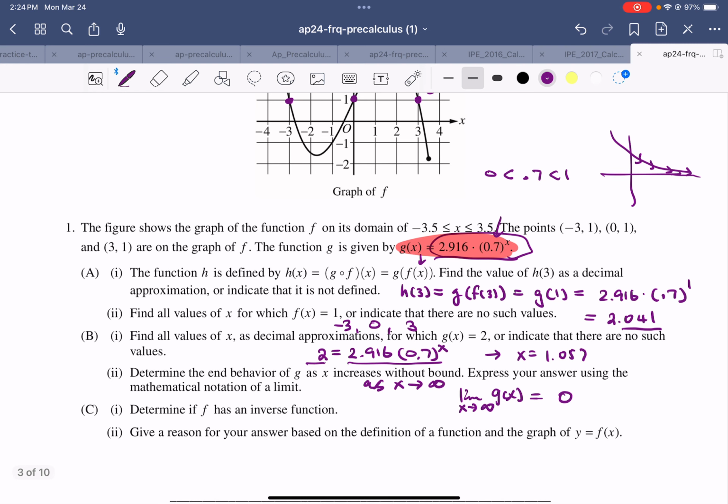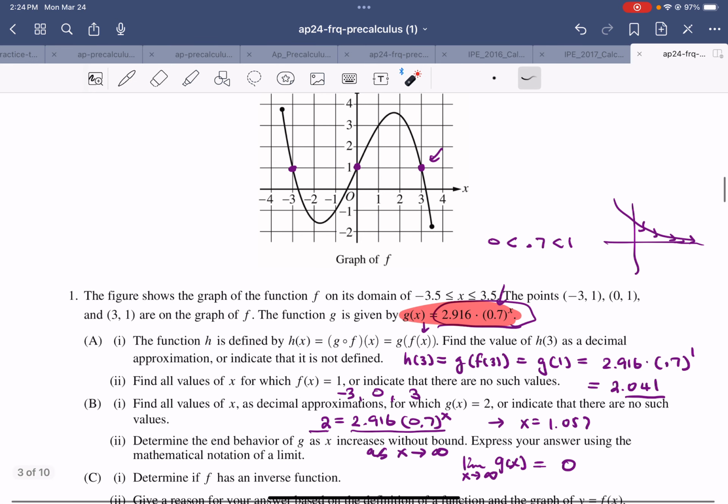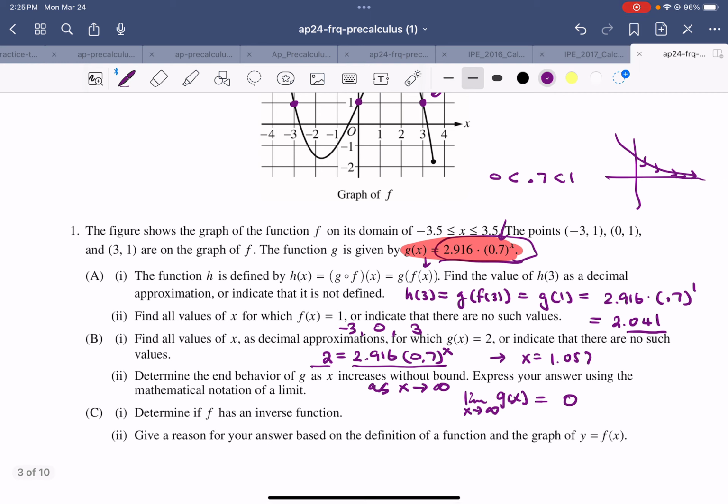Now C, determine whether f has an inverse function. How do you know if f has an inverse or not? A simple way is the horizontal line test, right? If you hit only once, then you're going to have an inverse function. But for this specific function, you're going to have 3 intersections or sometimes 2 intersections like that. Then you're not going to have an inverse. So this one fails the horizontal line test. So you have to say no inverse function.